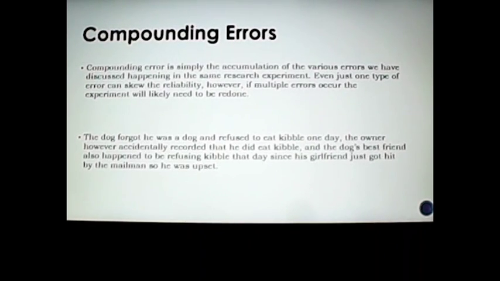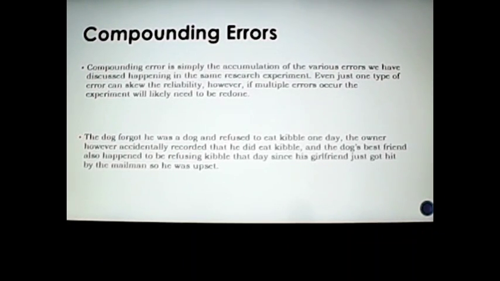Back to our example, the dog forgot he was a dog, refused to eat the kibble one day. The owner, however, accidentally recorded that he did eat kibble, and the dog's best friend also happened to be refusing kibble that day since his girlfriend just got hit by the mailman, right? So we've got multiple errors going on in this situation, and this is probably, or most definitely, going to call for the research design to be redone to take out some of these errors.